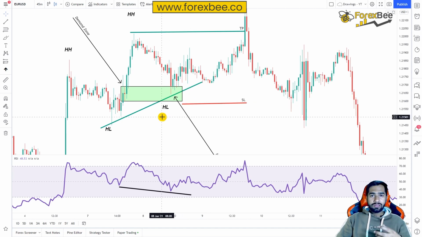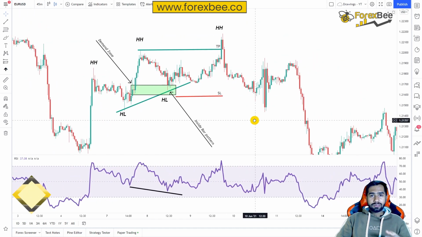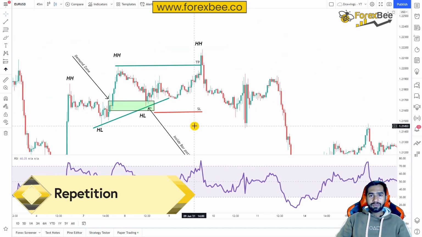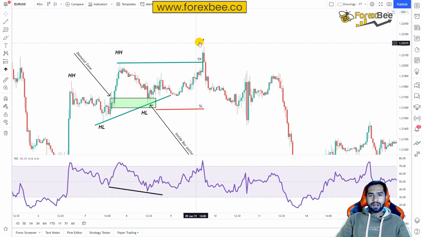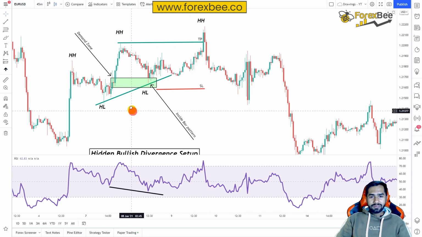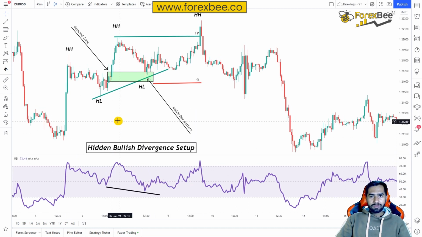So this is how you can use hidden bullish divergence in your trading setup. Let me repeat what we have discussed in this video so far. First, you need to detect the swing points of your chart, or of the waves, and the higher highs or higher lows. After that, you also need to determine the swing points of your oscillator. You can also use the MACD or any other oscillator, but I would recommend the RSI because it gives the best results.